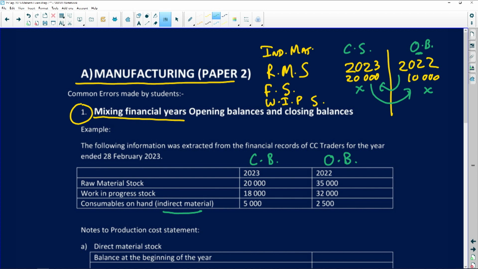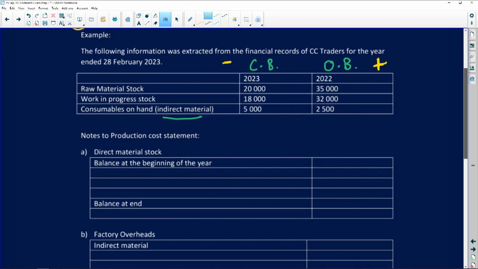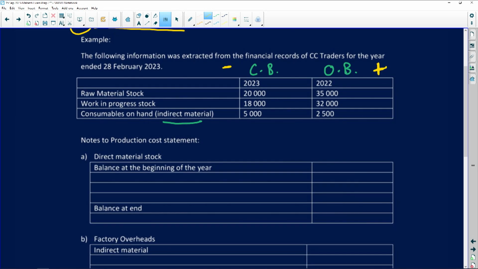I'll go one step further. Opening balance is always positive. Closing balance in the case of stock is always seen as negative. So obviously when you're doing your notes, this is what I'm referring to. Let me just show you with an example. There we go. So direct material stock.